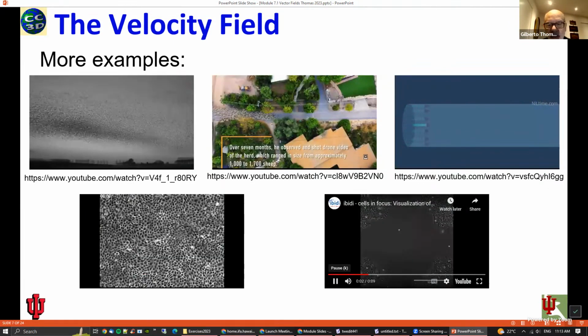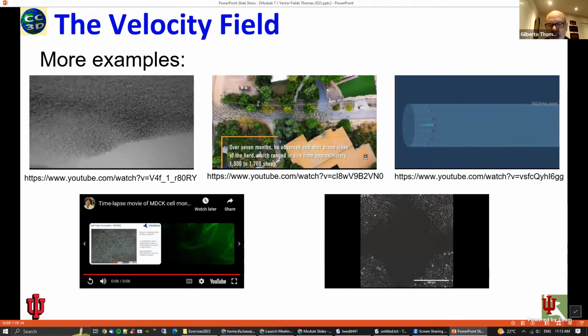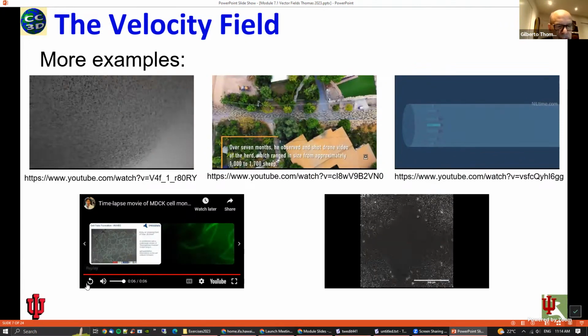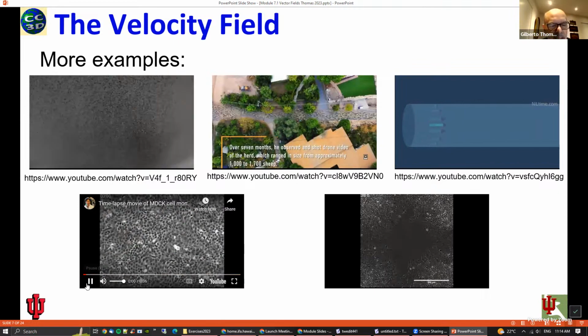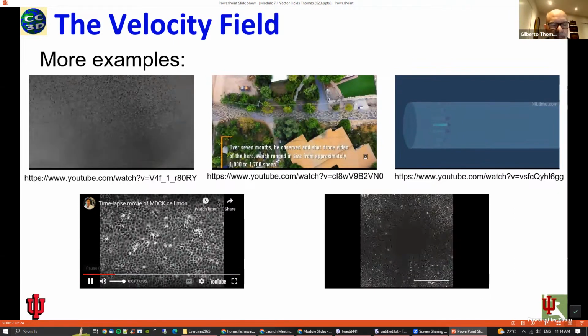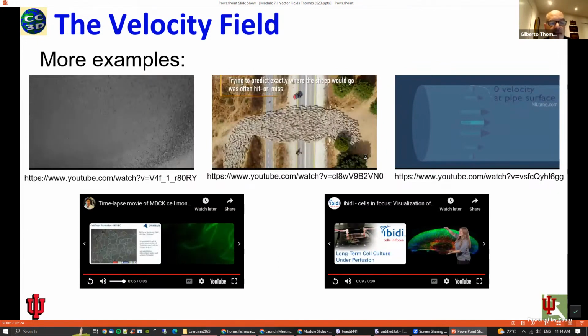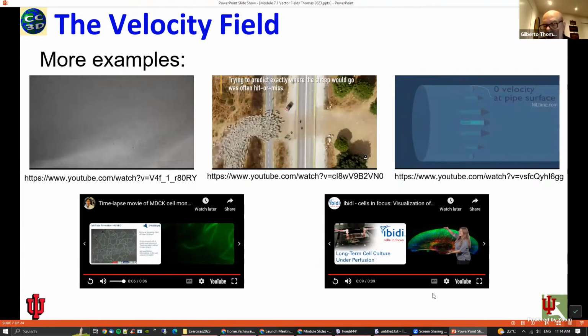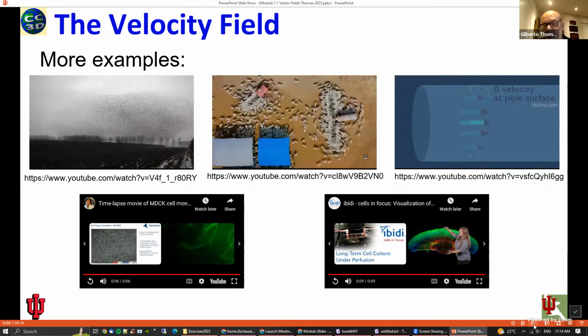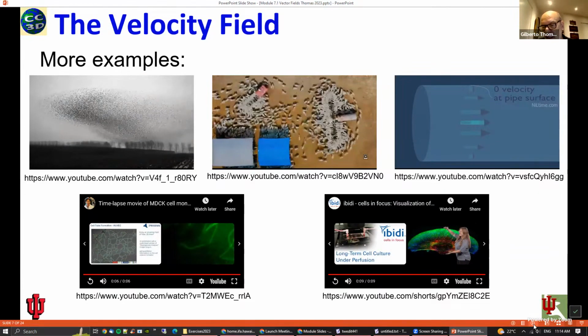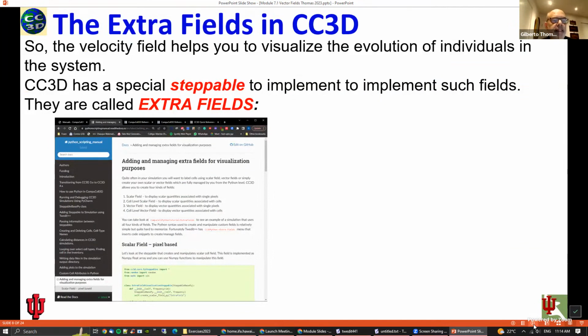A bunch of cells, individual cells, a tissue. I see it's very fancy here. See, we can use the velocity field to describe the cell motion. Let's see now how you can implement that. These kinds of extra fields, we call these extra fields in CompuCell3D, are included in the package.